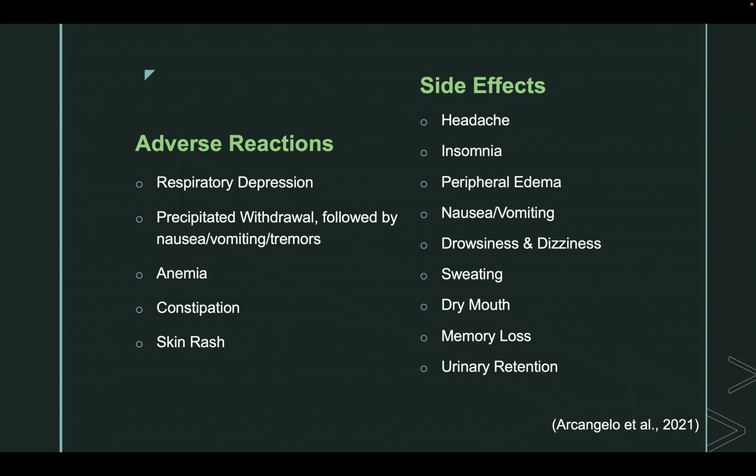This can occur when given concurrently or recently after opioid usage. Anemia, constipation, and skin rash are other reactions here. Site complications from the implants or injections like swelling, redness, itching, bruising are not common, but are adverse reactions to those routes.